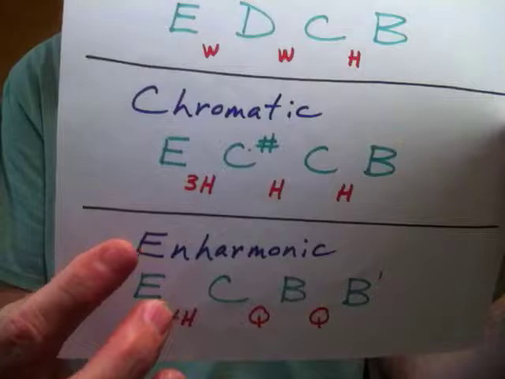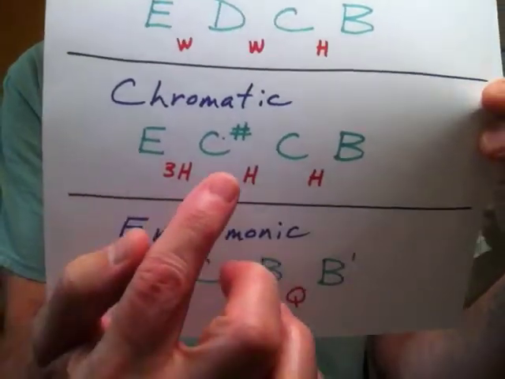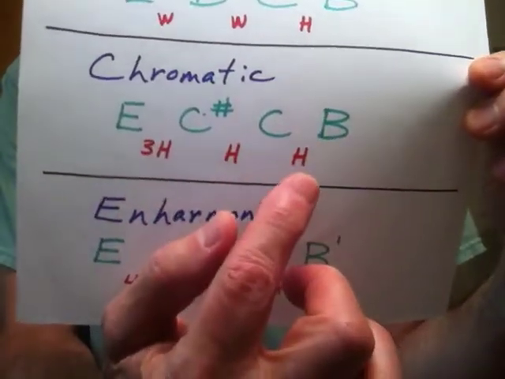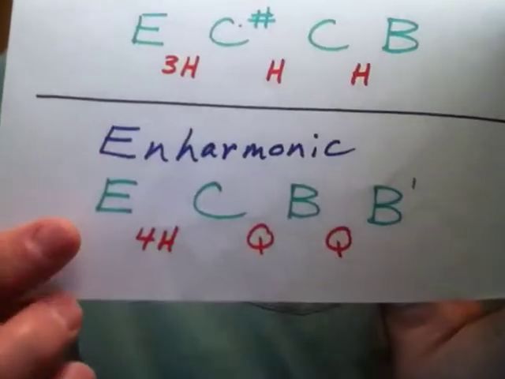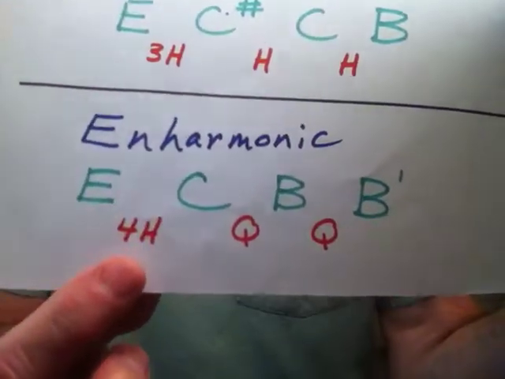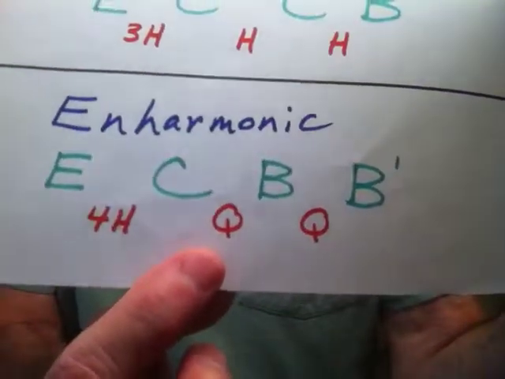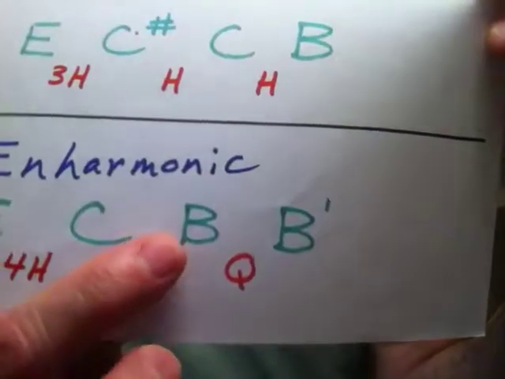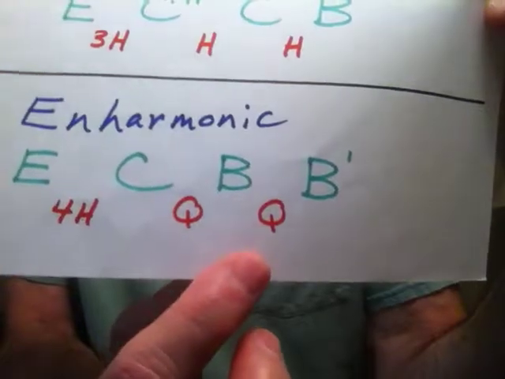Now in the chromatic, you see we have between the E and the C sharp, 3 half steps. And between the C sharp and C, you have a half step. And between the C and the B, a half step. And then with the enharmonic tetrachord, you have here between the E and the C 4 half steps. And between the C and the B, a quarter step. Okay, that's half of a half step. And between this B and B prime, the actual B that we're familiar with, you have another quarter step.